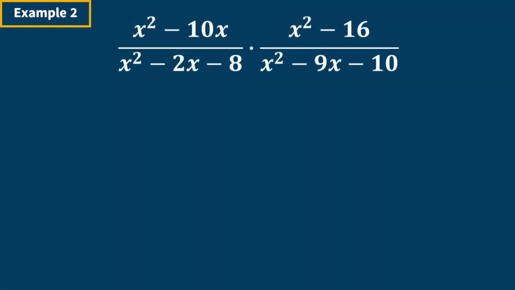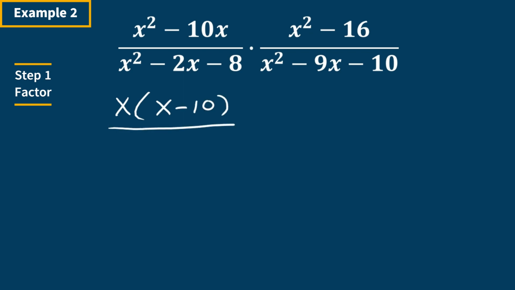Example number 2. We want to multiply these two rational functions. Step 1 is to factor. Let's look at x squared minus 10x. We can see that both of those terms have an x, so we're going to factor out an x from them. Factoring out an x, what we'll have is x times x minus 10. Now let's look at the denominator there. We have x squared minus 2x minus 8. Factoring that, we'll have x minus 4 and x plus 2.